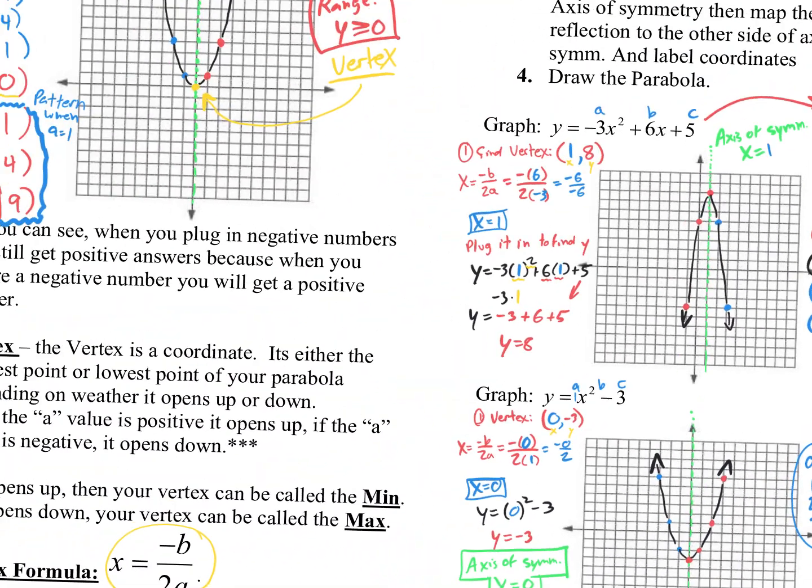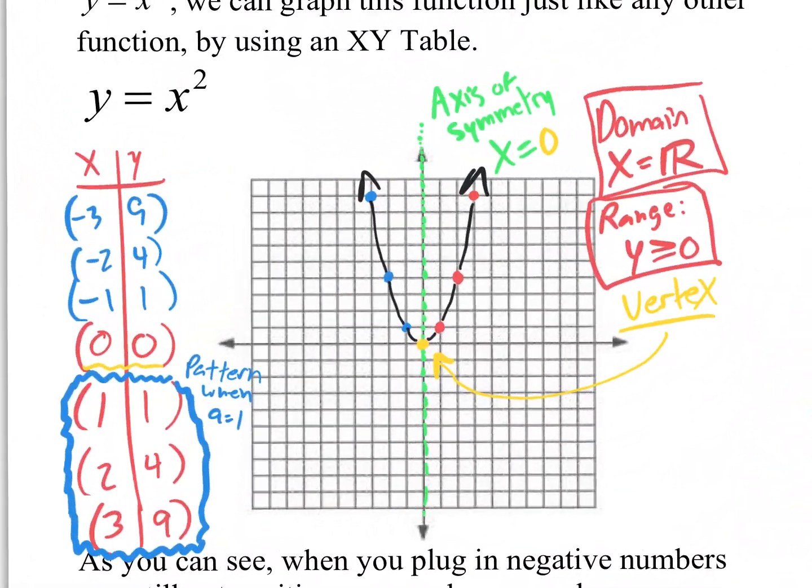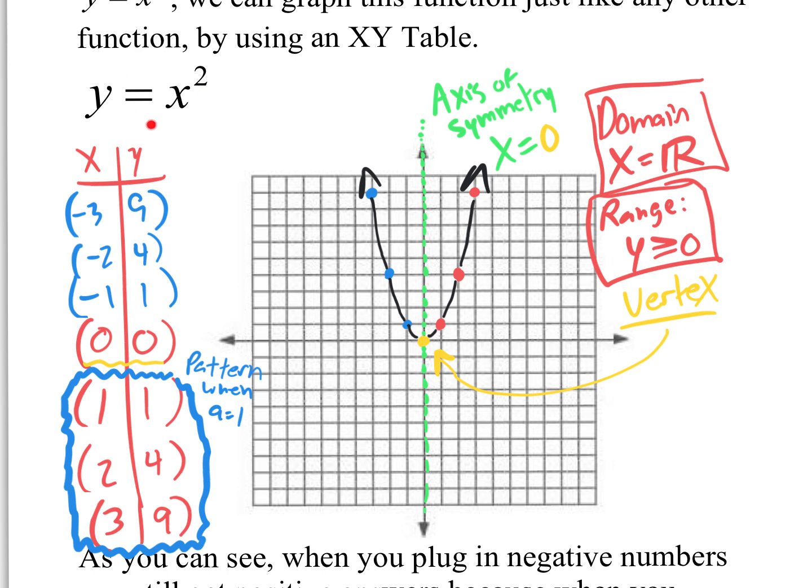Anyway, back to the original one right here. Again, this is the easiest one. We graphed it with the XY table, but we recognize that if the A value is 1, we're going to be able to use these coordinates as a pattern. So it doesn't matter where your vertex is at. By the way, this is the vertex, if you weren't here yesterday.